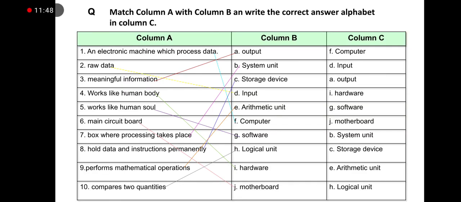Alright. Write the question: match column A and column B and write the correct answer alphabet in column C. You have to write the alphabet and the answer in column C. Make 3 columns on your copy, A, B and C. Then write column A, then write column B, then match them using different colors. Match them using different colors, alright? Like I have matched them using different colors. Then write the correct answer in column C.